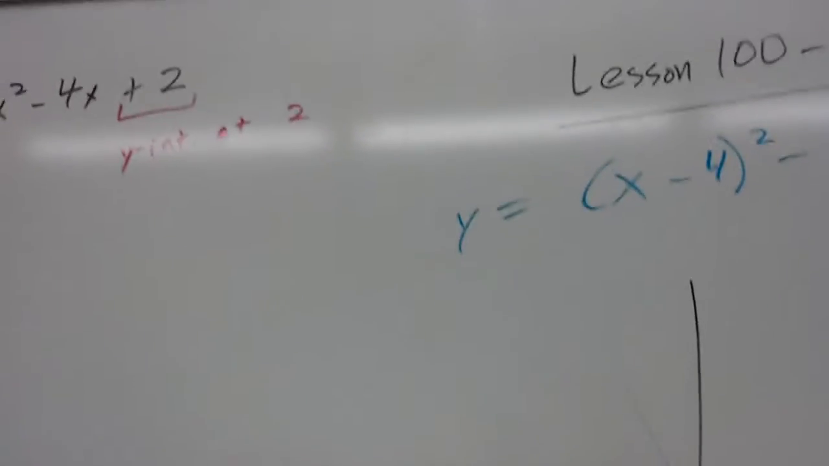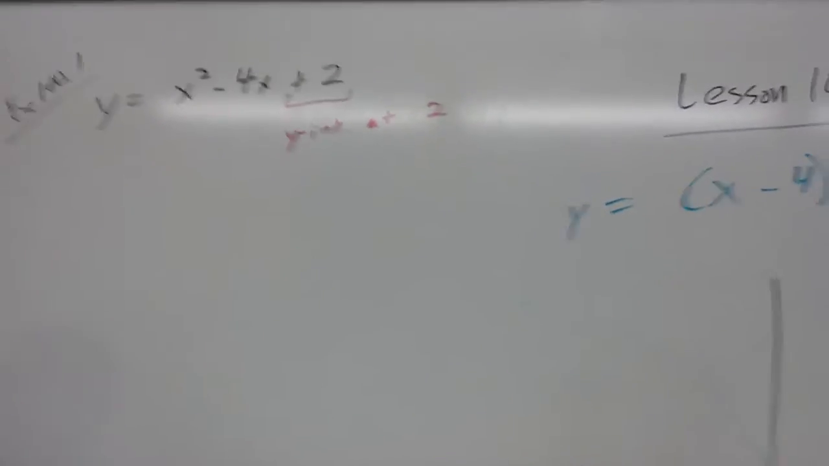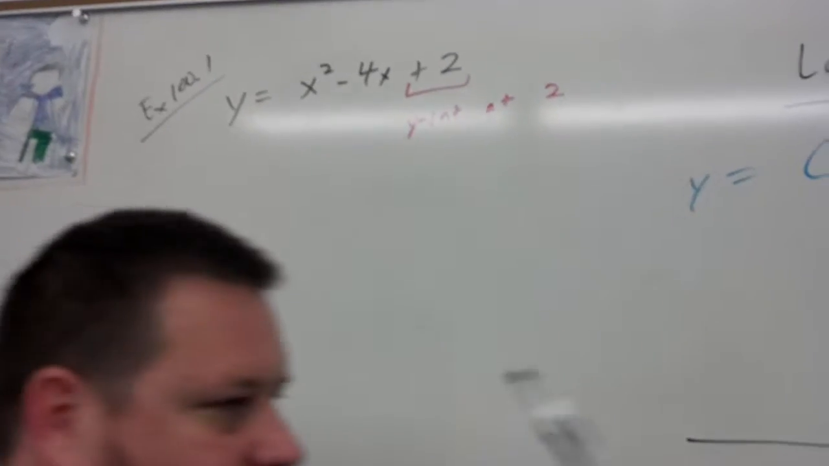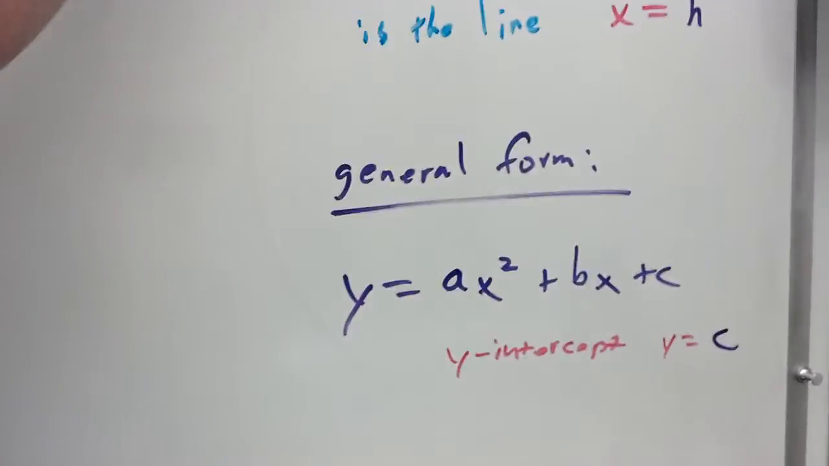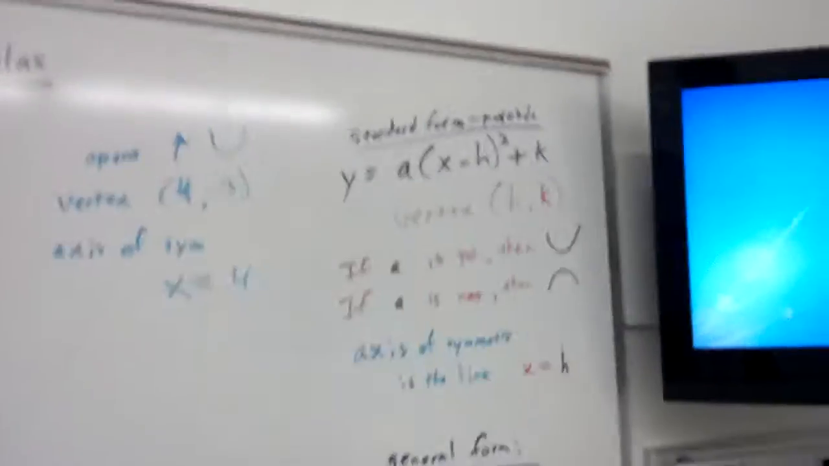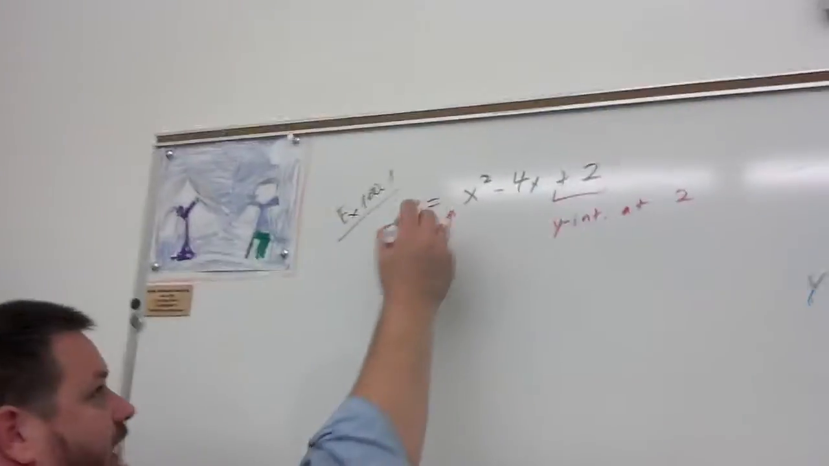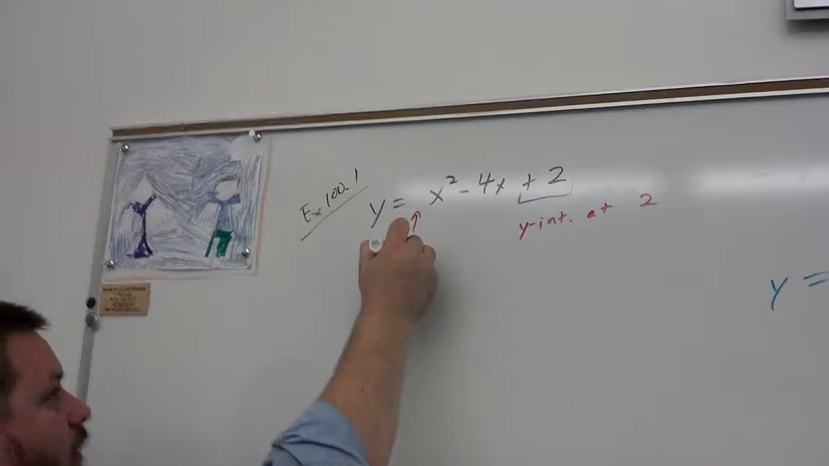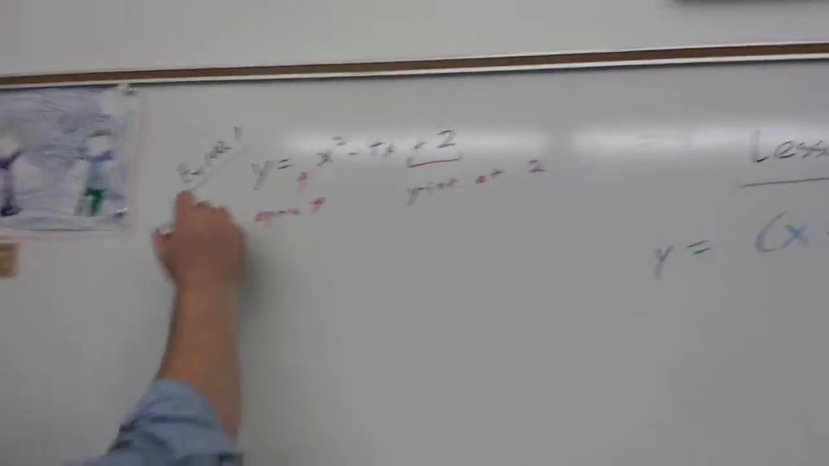That means the graph of this parabola will cross the y-axis at 2. That's useful information. Also, in general form, this a is the same as this a, so even in general form, we can tell whether the parabola opens up or down. Does this parabola open up or down? Up, because a is positive. So it opens up, looks like that.